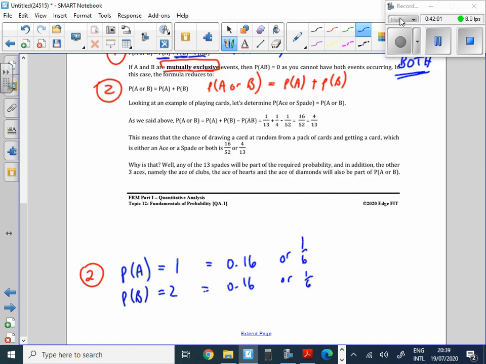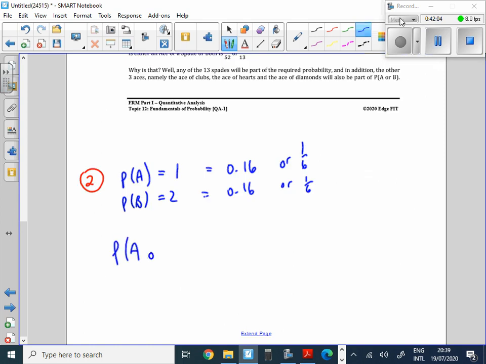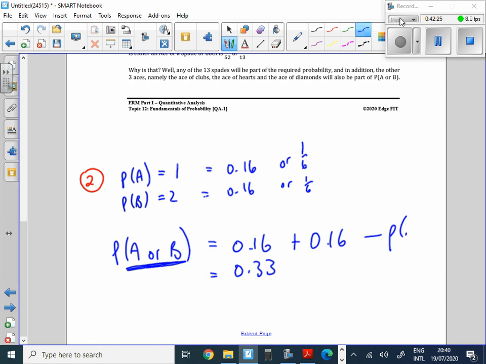Now, if I had to say to you, what then is the probability of getting an A or a B, in other words, a 1 or a 2? It's just going to be 0.16 plus 0.16, which is equal to 0.33. You can see a little bit of a joint probability, A or B. Why didn't I minus anything behind there like I did in example 1, the probability of them both happening? Because you can't get a 1 and a 2 together, can you? Because the events are what? Mutually exclusive.